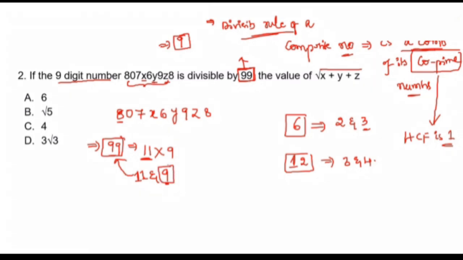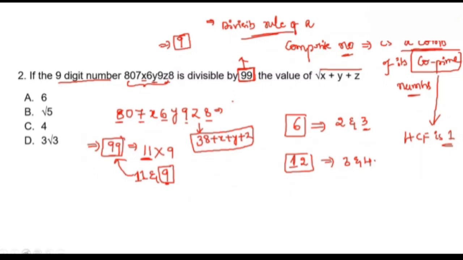The sum of the digits must be divisible by 9. Now, what about the sum of these digits? 8 plus 7, 15. 15 plus 6, 21. 21 plus 9, 30, 38. This is this number. The sum of these digits is 38 plus x plus y plus z. Yes, everybody, just observe. Now, this number has to be divisible by 9.